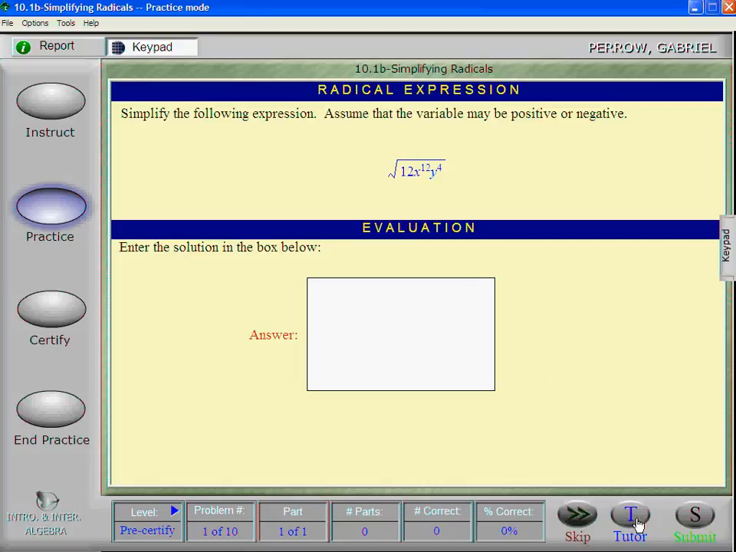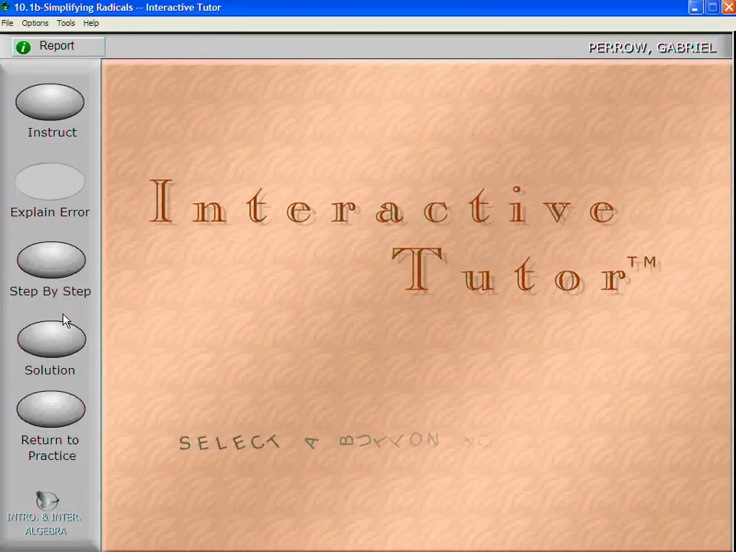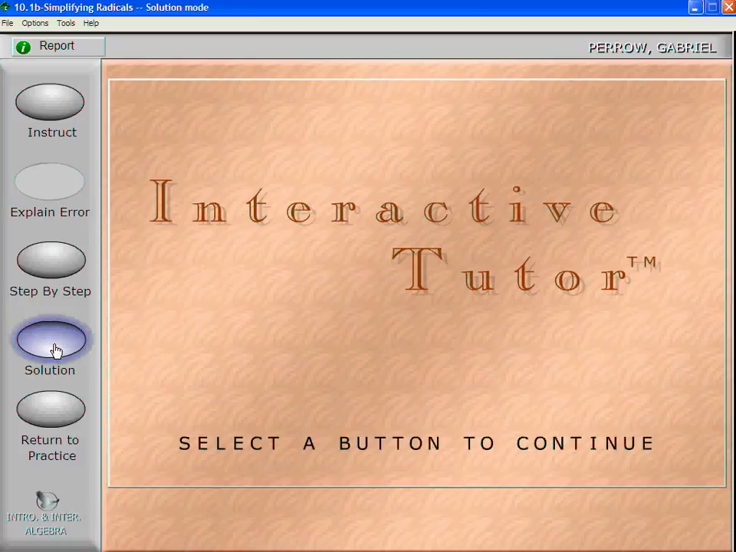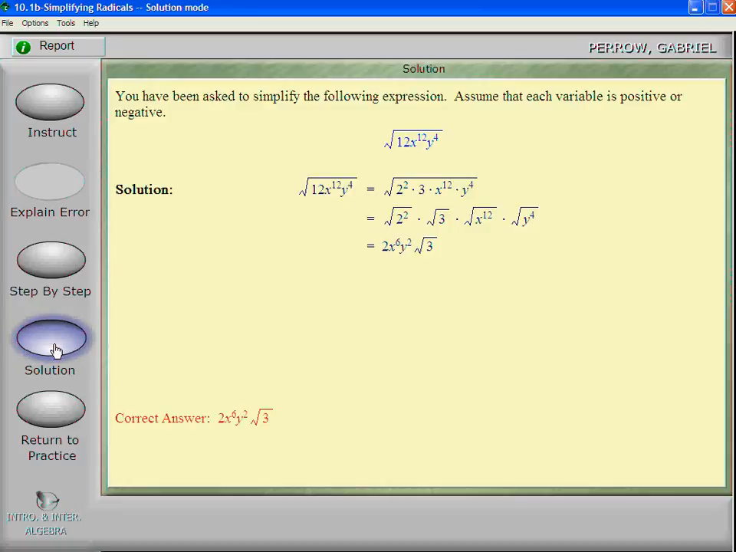So what I'm going to do is show you in the tutor mode. I actually noticed the tutor mode's a little bit annoying to me in this section, but if you just press solution, they break it down pretty nicely for you to see what happened. Because what they do is they take 12 times x to the 12th y to the fourth, square rooted. They take that part underneath there and they say 12 is 2 squared times 3. So they made a little factor tree.